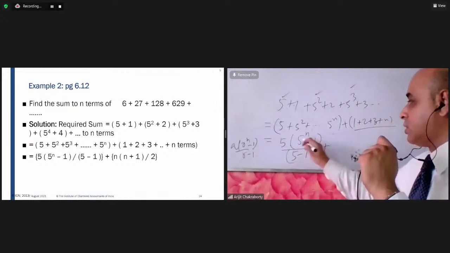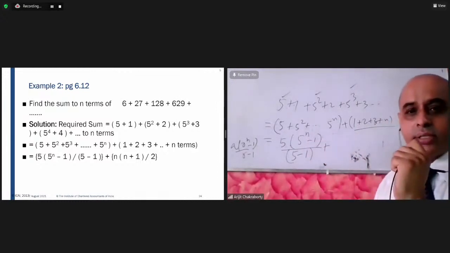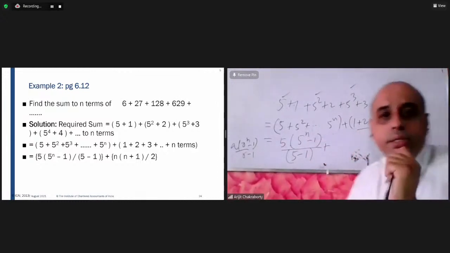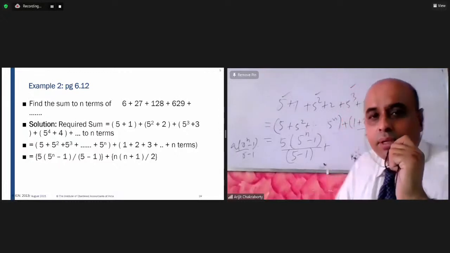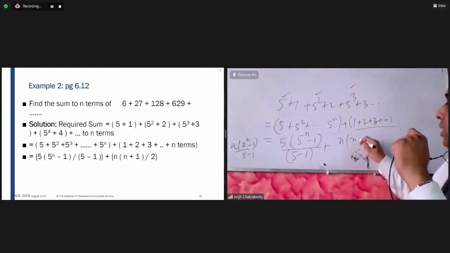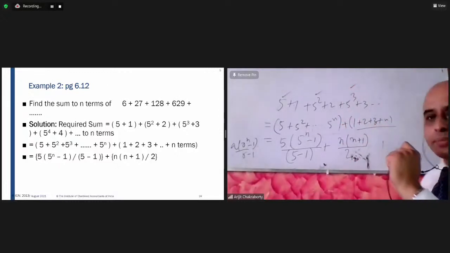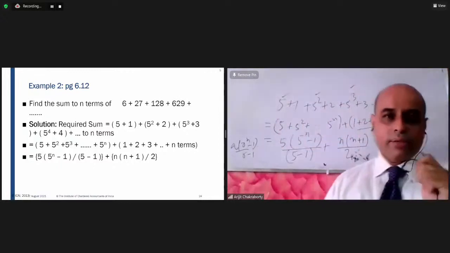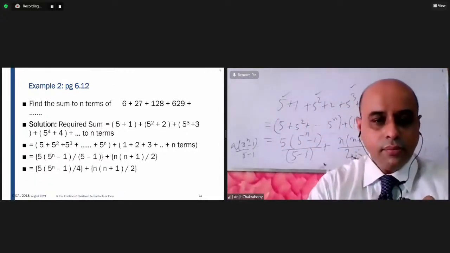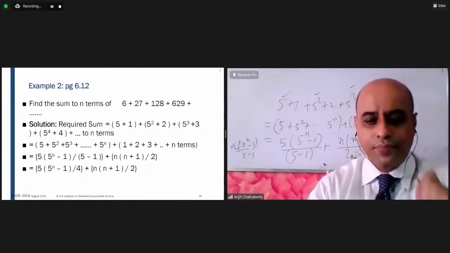This is the first part. And the second part becomes very simple. It is the sum of the first n natural numbers, and we know the formula is n into n plus 1 by 2. So we get the solution to this question. And then you can simplify, of course.